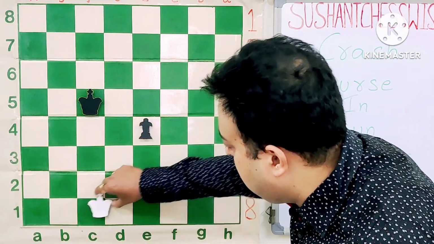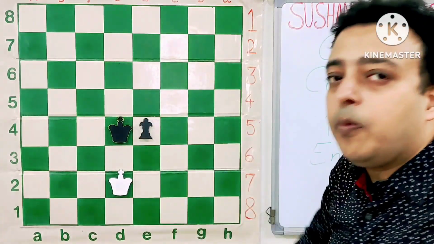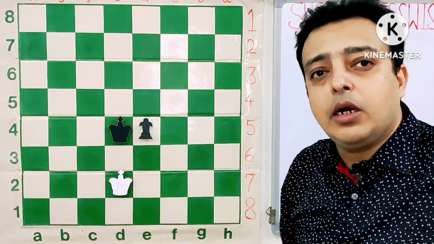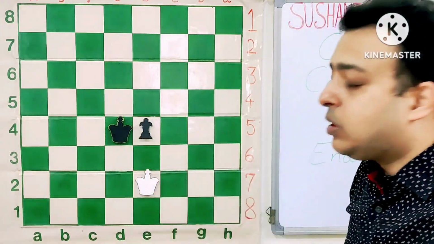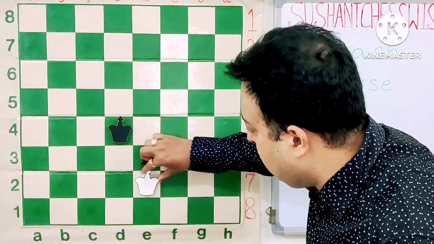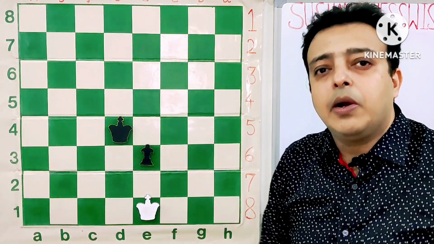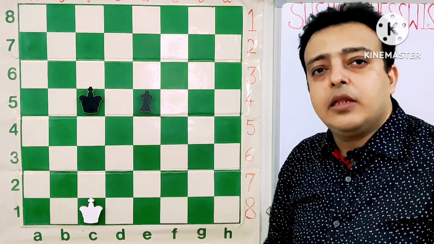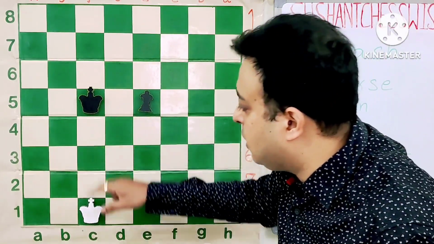e4, then see Kd2, Kd4, allowing opposition, but this time the king and pawn are together. So after Ke2, it's a drawn game. Same technique, e3, Ke1, Kd3, Kd1, and it's drawn. And after any other king move, white gets the opposition.